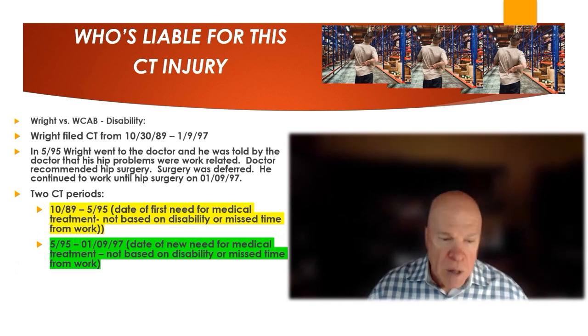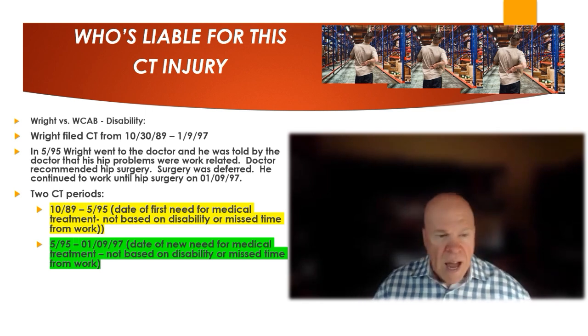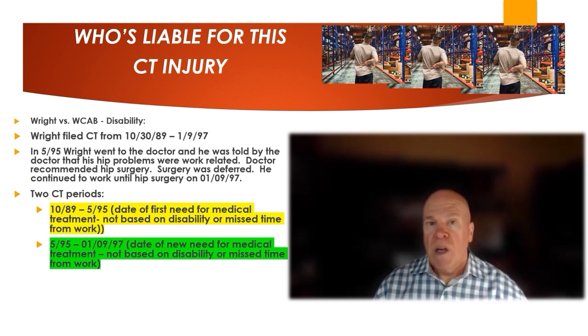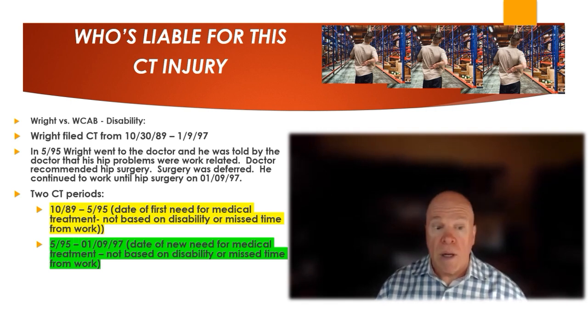Well, the arbiter in this case actually found 2 cumulative trauma periods. And this is very fascinating. I wonder if you, as the qualified medical evaluator, would ever have the moxie to make this particular determination in any of your cases. And let's break down how this was established.